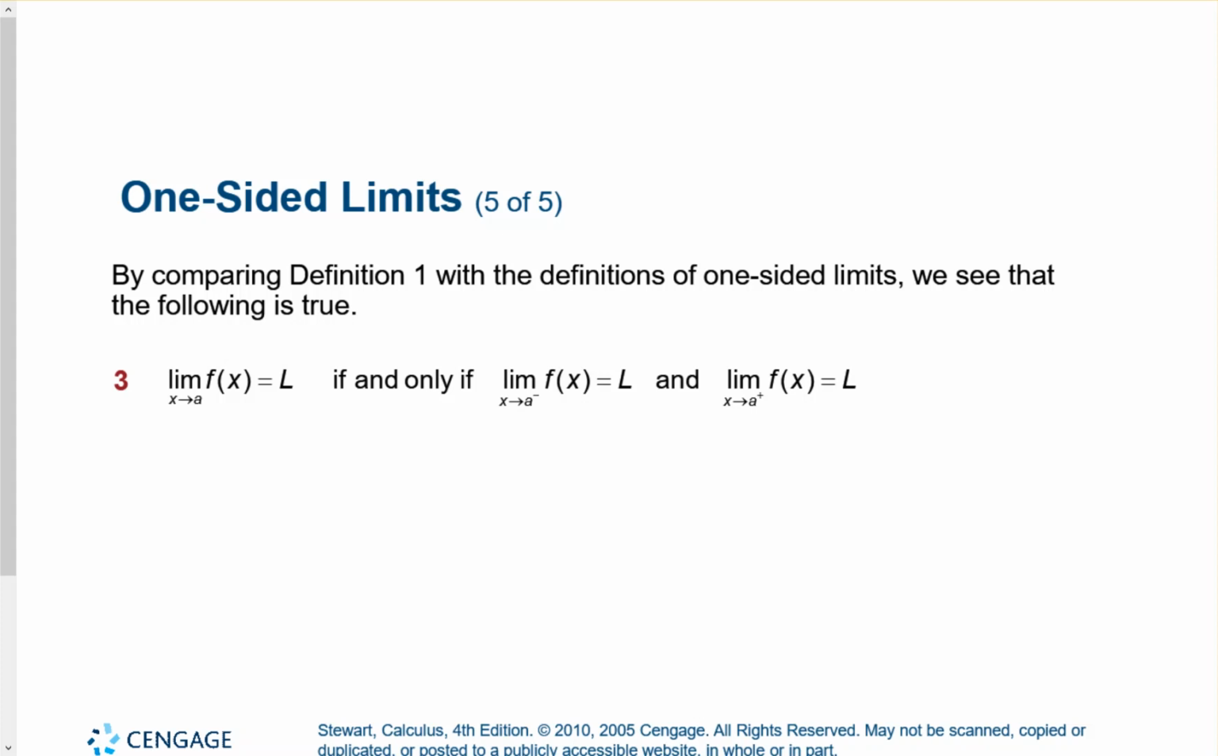Okay, and this is what we mentioned earlier. The limit as x approaches a of our function is equal to L if and only if the left-sided limit, x approaches a from the left, and the right-sided limit, x approaches a from the right, are both equal to L. So those two limits have to match in order for us to have a general limit as x approaches some value.